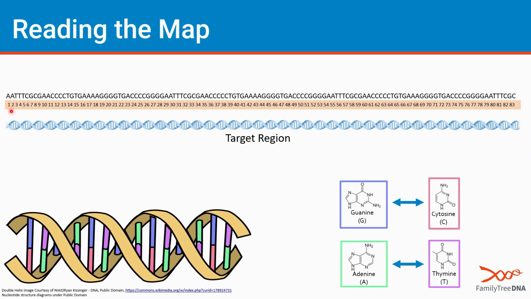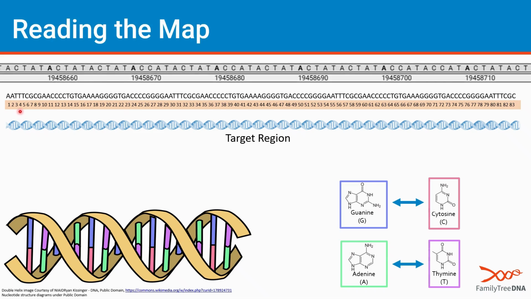Now we only report the forward strand value because, again, we know that if there's an A here, there has to be a T down here. So just by reporting one, we know the other. And when we combine that together, we get something like this. This is just a list of the locations on the chromosome and what the value is at the top.